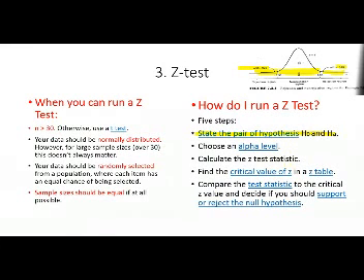Then we calculate the z-test statistics. We will see in the next slides. Then find the critical value of z in the z table and compare the test statistics to the critical z value and decide if you should support or reject the null hypothesis. Next slide.